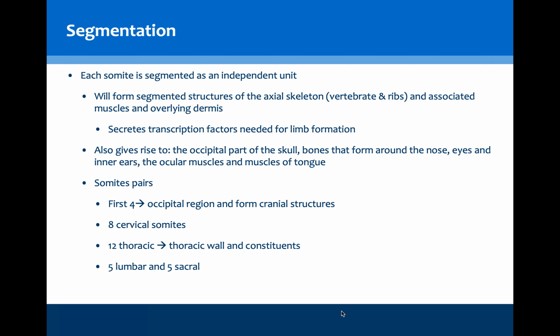So each somite, each condensation of paraxial mesoderm, is an independent unit, and what's going to happen with those is that they're going to form the axial skeleton. So this is the vertebra and the ribs, not the associated limbs. And they're going to form the associated muscles and overlying dermis.